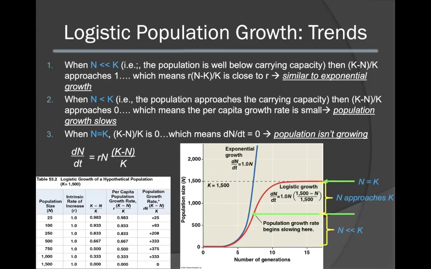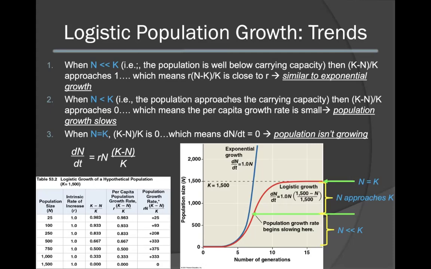When N is less than K or is approaching K, this means that the population size is now approaching the carrying capacity. When this occurs, the value of (K minus N) over K approaches 0. This means, with respect to the growth of the population, the per capita growth rate is extremely small. As a result, the population growth will slow. This is noted in the middle part of the red curve.